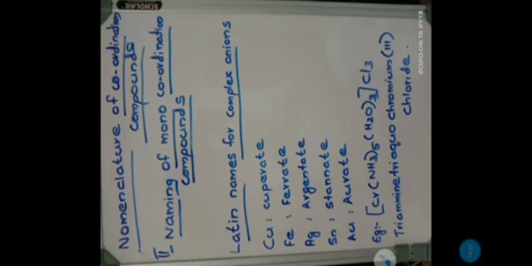Now, there are some Latin names for complex anions. Cu is called cuprate, Fe ferrate, Ag argentate, tin stannate, gold aurate. So if we are considering all these things, we are able to give the names. We can see some of the examples.